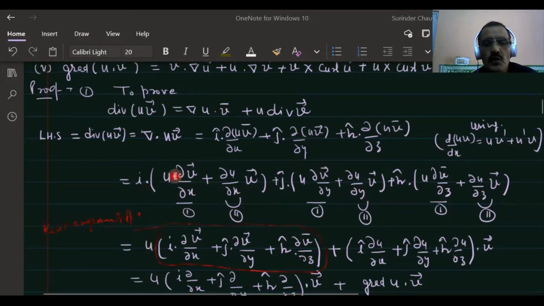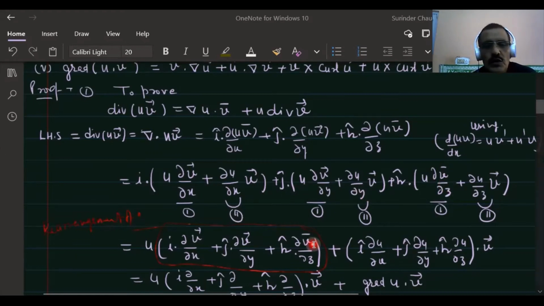So u common, and this equals iota dot del v by del x plus j dot del v by del y plus k dot del v by del z. Similarly for the other terms. So v vector is common outside, dot with v vector: iota del u by del x, with v vector taken out, dot v outside common, plus j del u by del y plus k del u by del z.